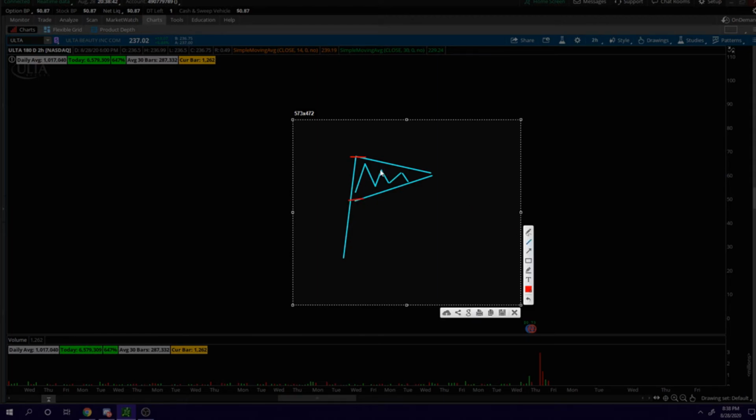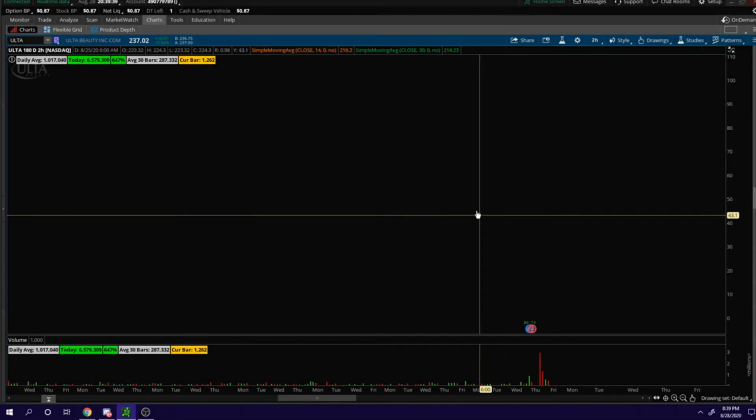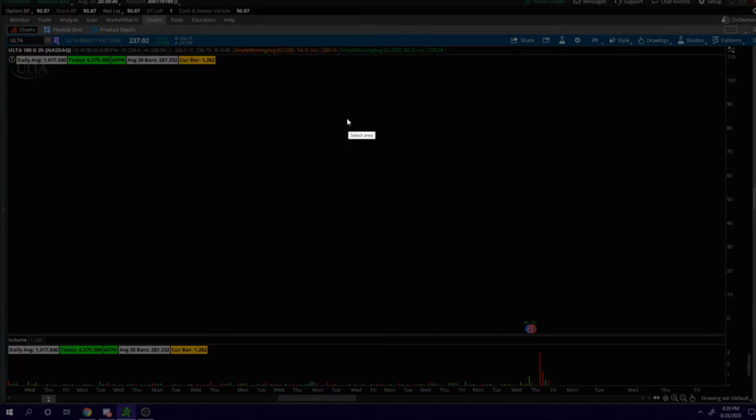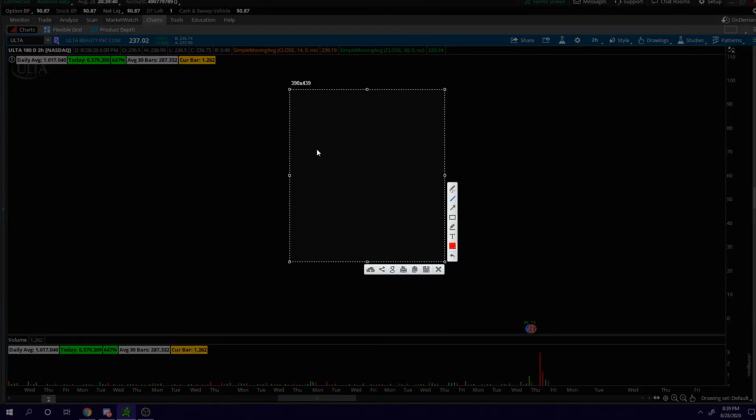So let me say that again because that was kind of confusing. It's going to be the distance of the base of the triangle projected onto that first pivot left, and that's going to be your descending triangle. Your symmetrical triangle is the same thing.